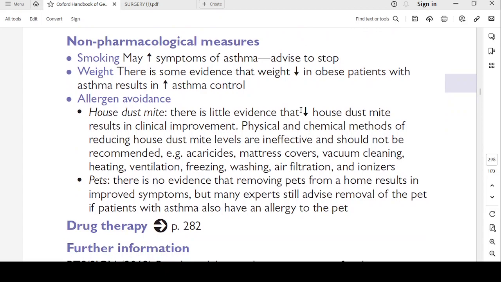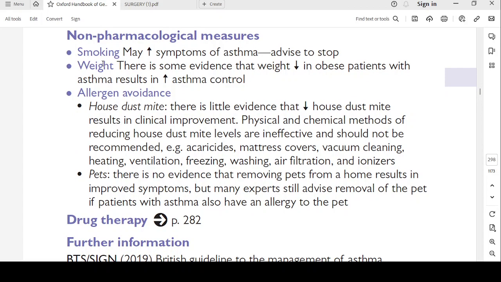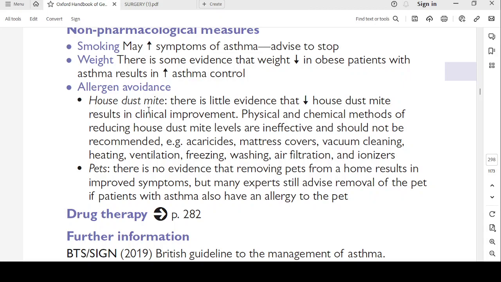Non-pharmacological measures. Smoking may increase the symptoms of asthma. Patients are advised to stop. Weight. There is some evidence that weight loss in obese patients with asthma results in increased asthma control. Allergen avoidance. House dust mite.